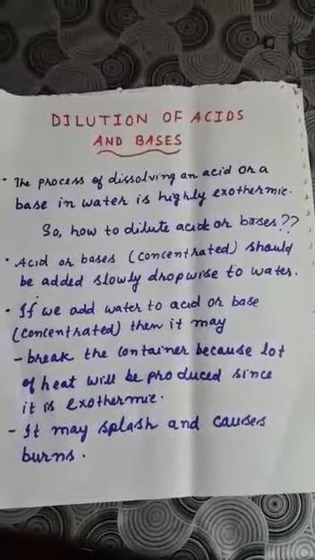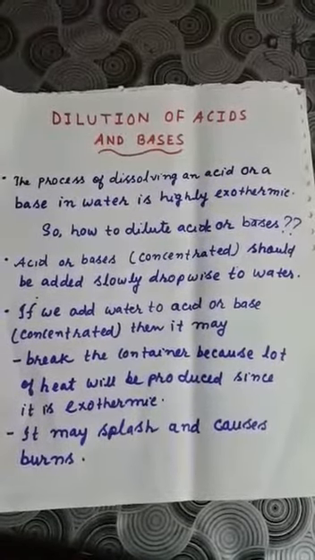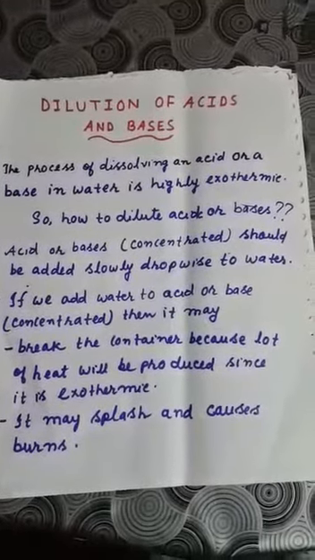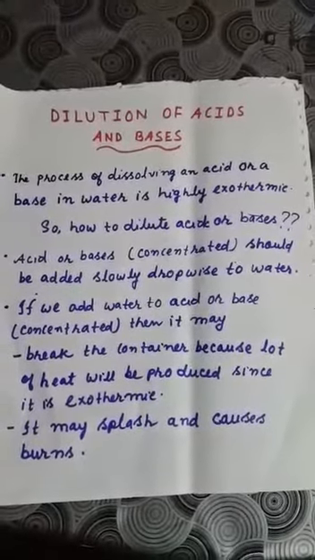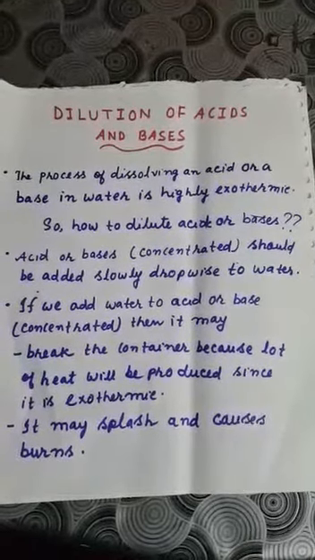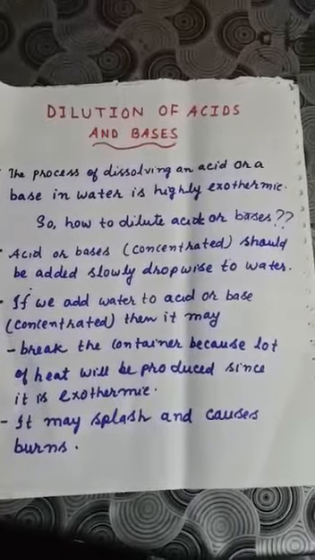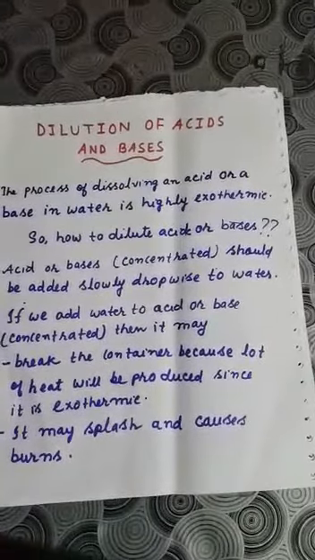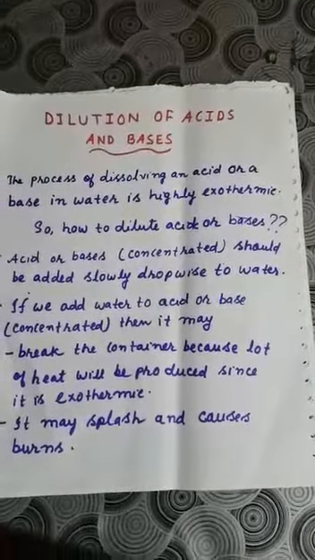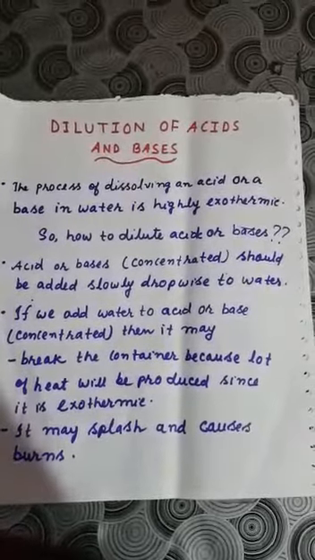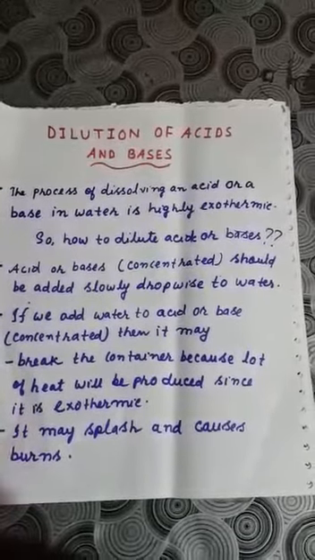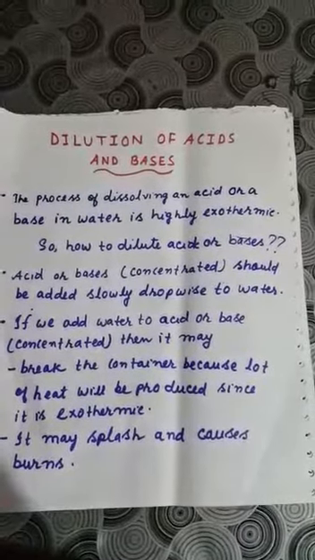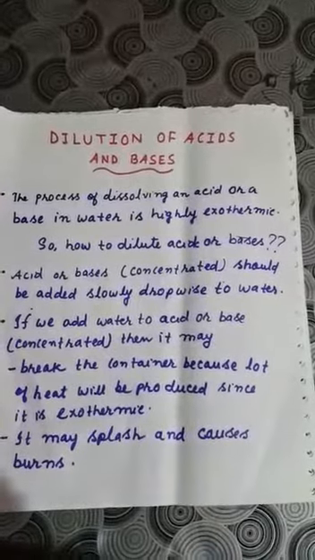If the amount of hydrogen ion and hydroxide ion is present in more amount, it is called concentrated acid. And when we add water and decrease the amount of hydrogen ion or hydroxide ion in acid and basic solution, it becomes dilute. Am I clear? And dilution of acid is done with the help of water. When we add water to acid or bases, you will see that it becomes very hot. That means a lot of heat is produced. That means the dilution of acid and base is highly exothermic.